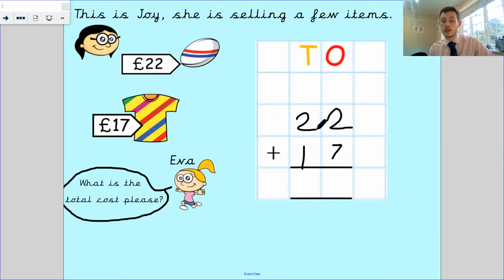Here we go. So 22 add 17. 2 add 7. Going to use my ruler. 9. 2 add 1 is going to be 3. So 3 add 9, sorry, 3 add 9, the answer is 39, my mistake. But I need to make sure it's got a pound sign. So I'm going to put my pound sign there. Well done. So that's my answer, 39.